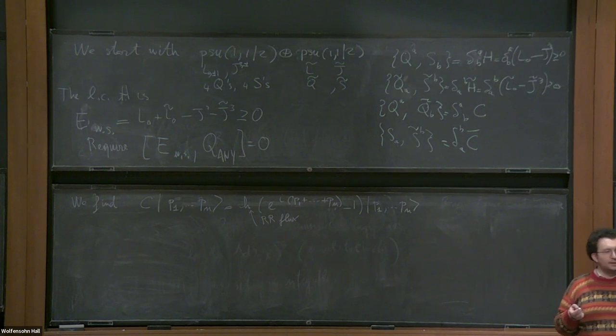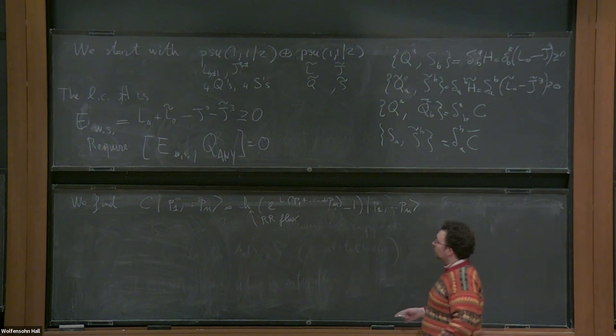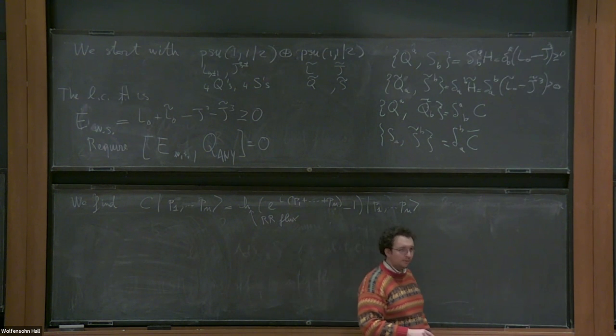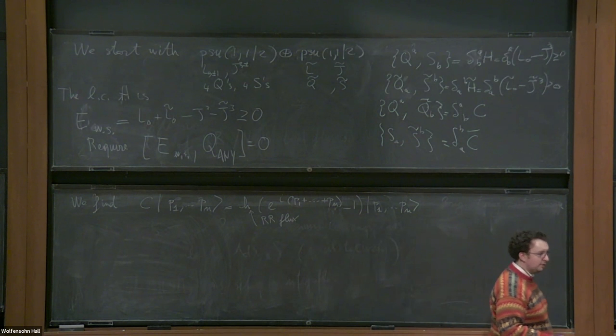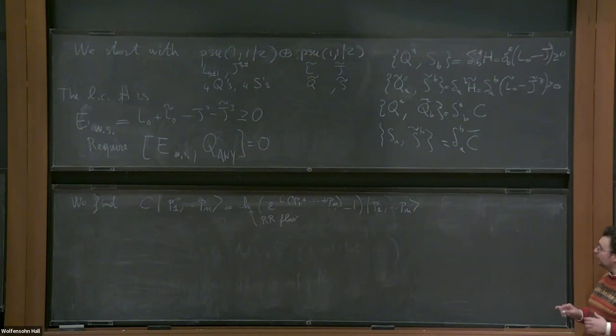Another way of saying this is that this algebra is realized with some non-trivial coproduct. So going from the one particle state to the two particle states requires some non-trivial coproduct. That's also similar to what happens in AdS5. And long story short, this makes the structure of this algebra very, very constrained.